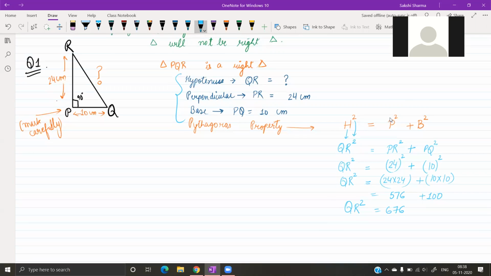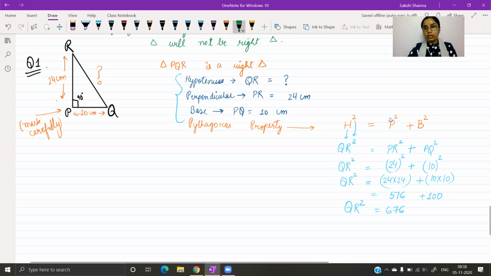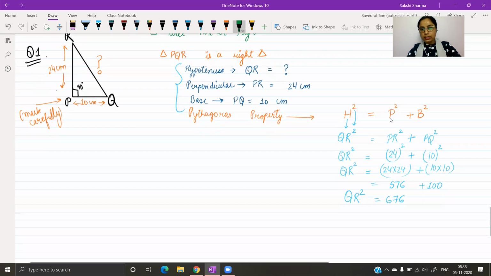Yes, ma'am. What do we need to find? Hypotenuse. And what's the name of the hypotenuse? QR. You have to find QR, but what has been calculated here? QR square. You have the square of QR, but you need the value of QR, not the square. So what we are going to do further is find the number whose square is 676. So there is a small step here.